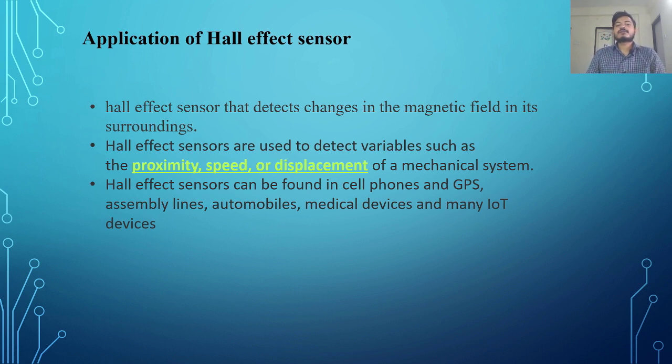The Hall effect sensor has various applications. It can be used to detect the changing magnetic field in the surroundings. It is also used to detect variables such as proximity, speed and displacement of a mechanical system. The Hall effect sensor can also be found in cell phones, GPS and many automobiles, and in many IoT devices as well. So we'll see how to take the output of the Hall effect sensor which is present inside the ESP32 board. Let's get to the Arduino IDE.